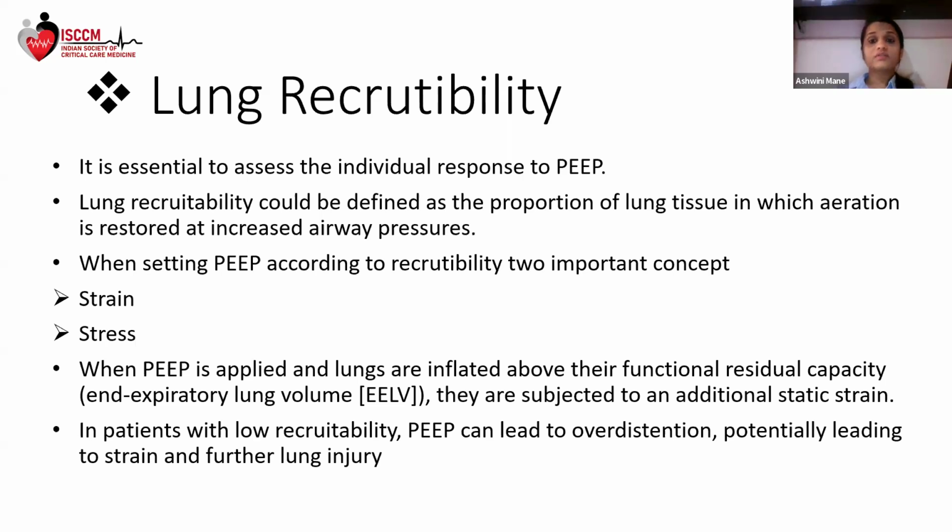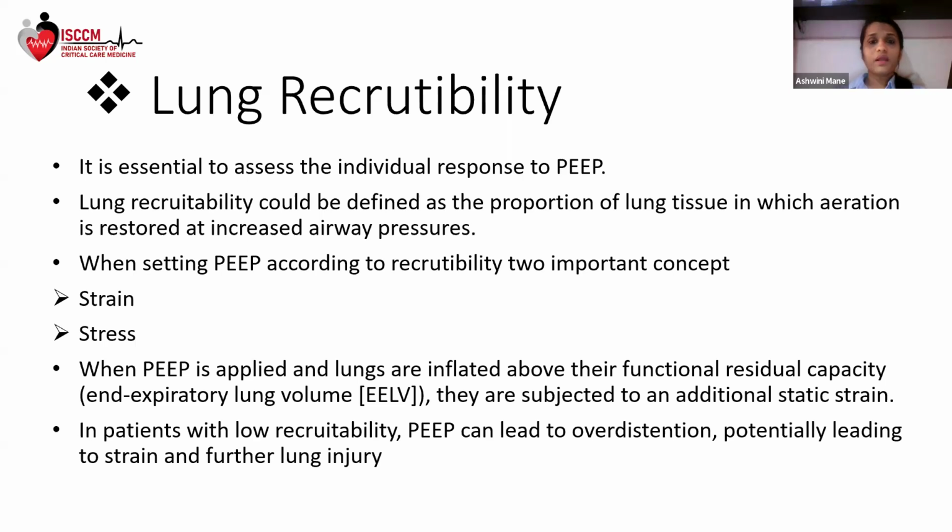It is defined as the proportion of the lung tissue in which aeration is restored at the increased airway pressure. So when we are setting PEEP according to lung recruitability, we should know about two basic concepts, that is strain and stress. The strain is the change in the lung size when we are giving the pressure to the lung, and the stress refers to the changes in the lung tissue that are produced in response to the applied pressure.